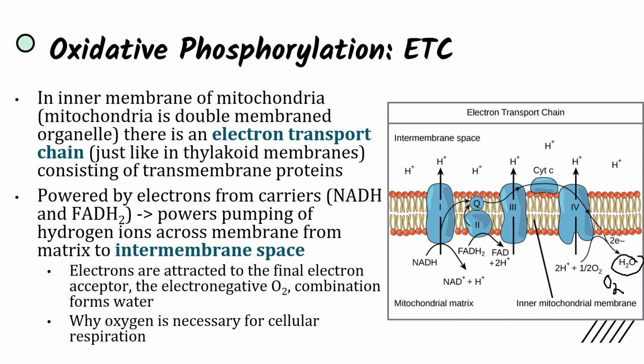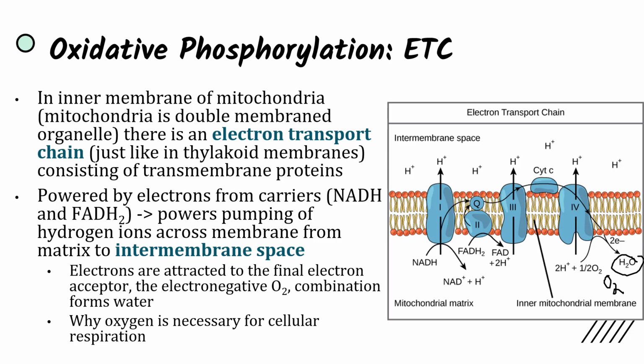and why oxygen is necessary for cellular respiration. If you do not have oxygen, you're not able to power the electron transport chain. The electrons do not have a final electron acceptor that is electronegative, that they are attracted to, that they are traveling towards, and will not pump any hydrogens into the intermembrane space.